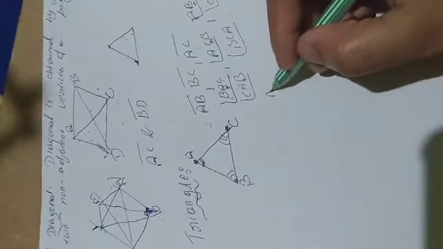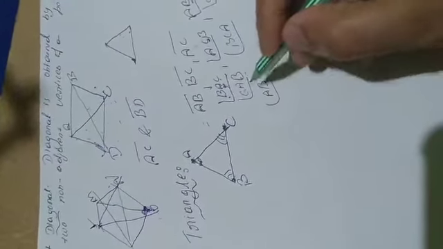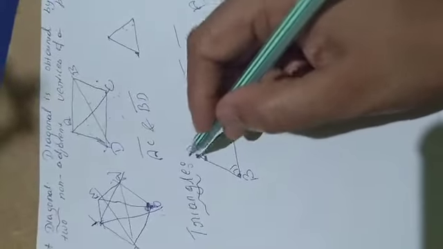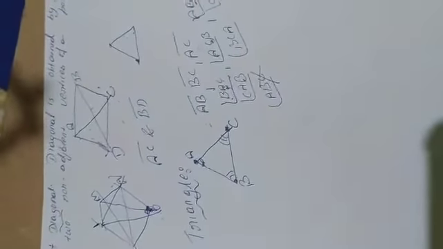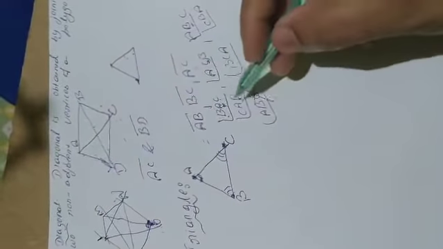But we should not write this angle like ABC. For example, if you want to denote this angle, we should not write ABC. It's wrong. We can write BAC or CAB. There are only two options.